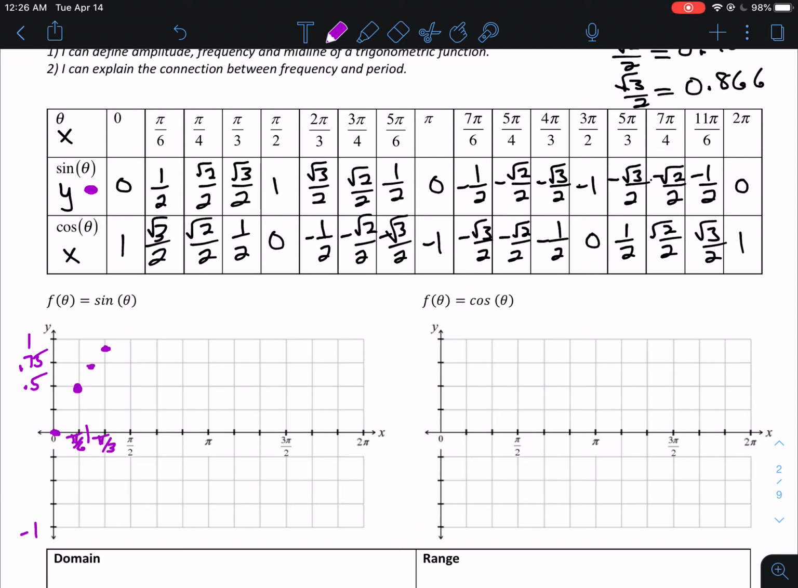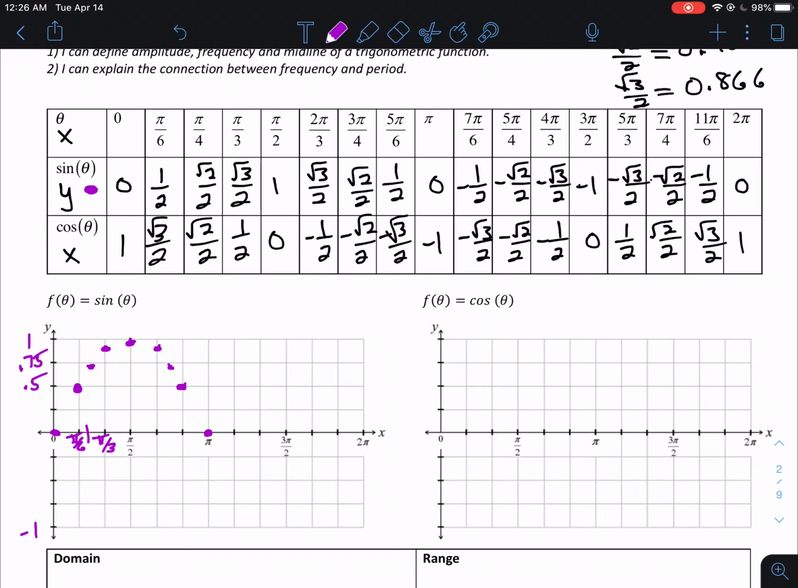Okay. And then at pi over 2, kind of an easy one. So there we're right at 1. And then we come back down at approximately the same values. So it's a little bit easier once you've gotten it started. Here are those values. And at pi, we're back down at 0.